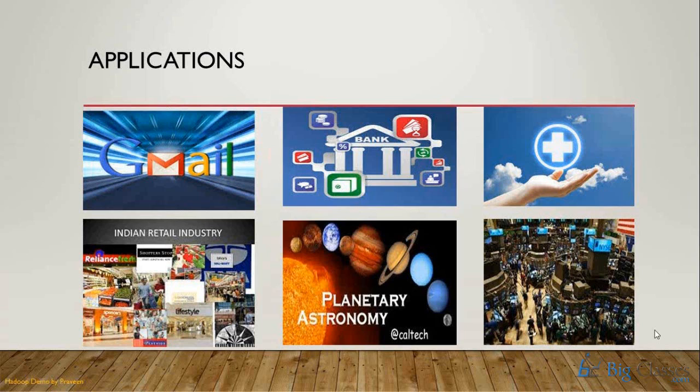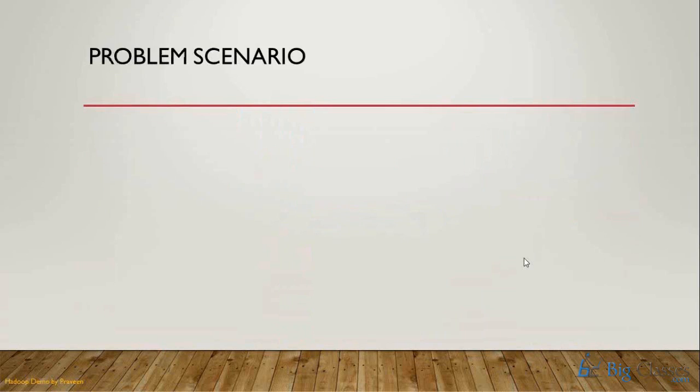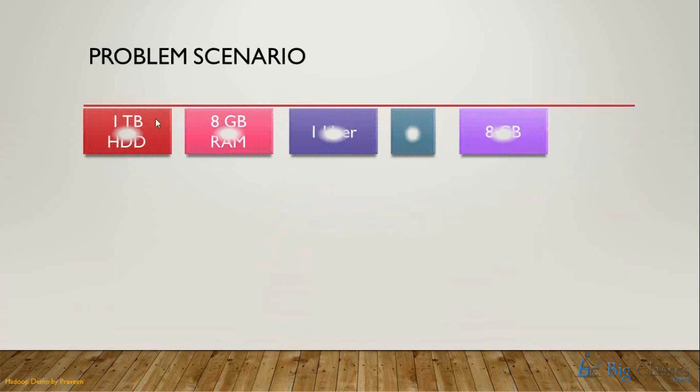Let me give you the simple example we discussed previously. My machine has a 1 TB hard disk and 8 GB RAM. I am the only one user. So dedicatedly, I am getting 8 GB RAM to process 1 TB data. The performance is good. There is no issue at all.